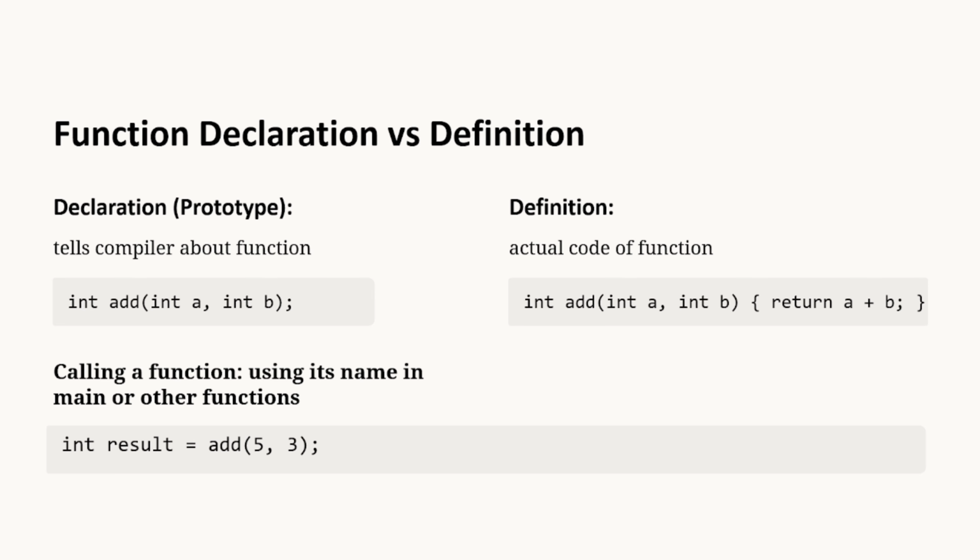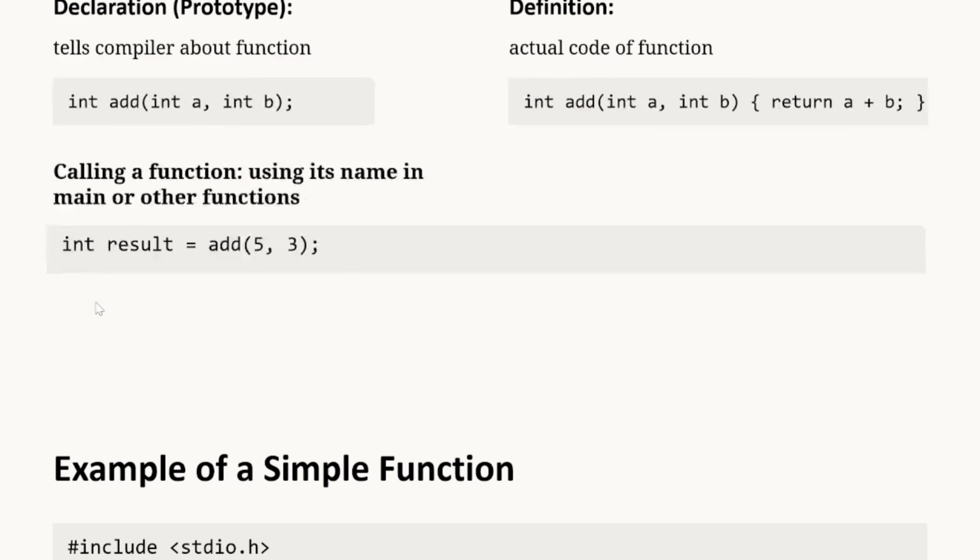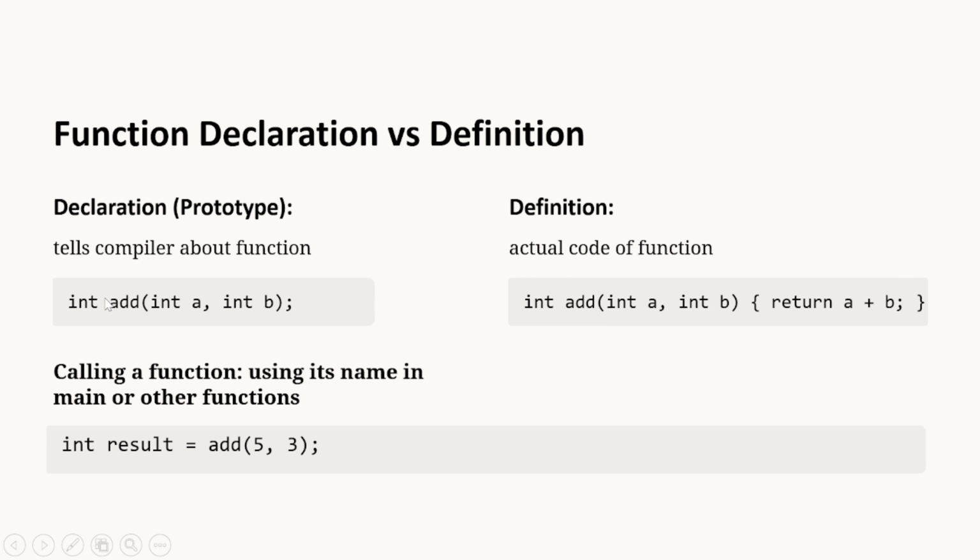Next, function declaration versus definition. In order to declare a function, we have to follow the basic syntax of a function. First, int, which is the return type. Then add, which is the function name, and int a and int b are parameters. According to the basic syntax, first return type, then function name, and then parameters. That is the declaration that tells the compiler about the function. The definition is the actual code of the function, what we write inside the function.